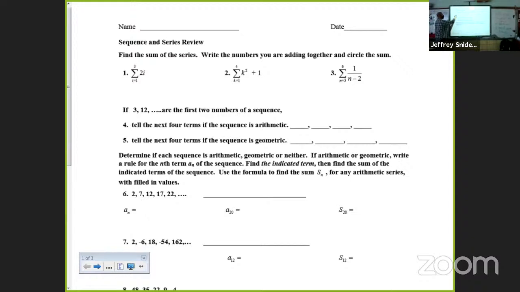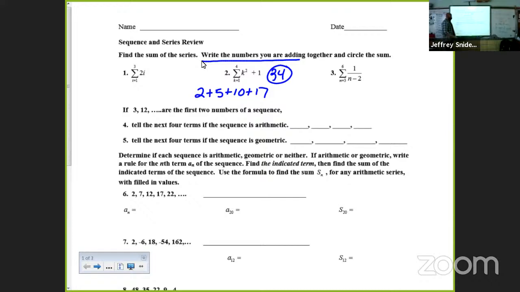So number one, is that the one I did with you, or did I just do a different problem like that? You did that one. We just did that one together. Okay, so number two, who wants to tell me the numbers I'm adding together on number two? Yep, Brady. 2, 5, 10, 17. The answer then, of course, is 34. Yeah, exactly.